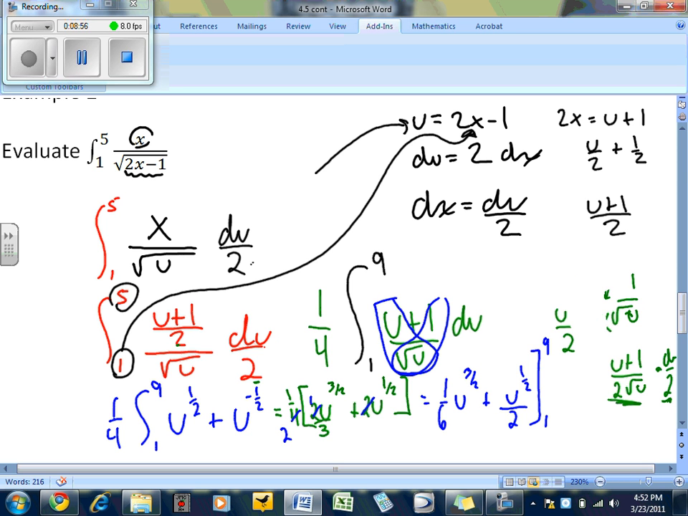I said I was going to erase this stuff earlier. Let me clear some room for us. Okay, so now we just need to evaluate it at 9 and 1.